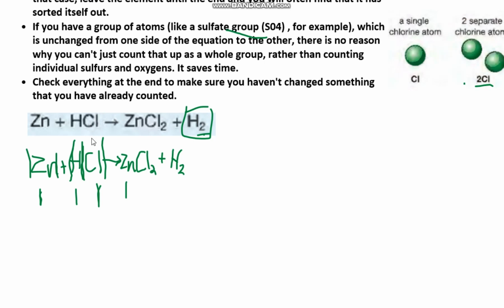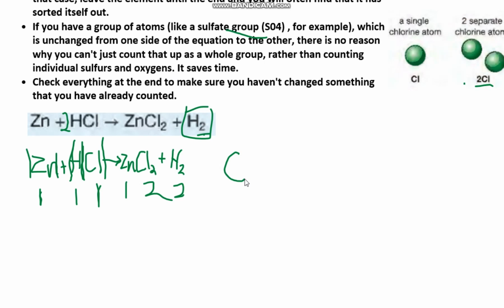On the other side, we have zinc also one, so zinc is balanced, but we have hydrogen and chlorine as 2, so there is 2 here and 2 here, so we just have to add 2 as a coefficient beside HCl. So that is one example of making equations, and it is always about balancing it properly so it doesn't cause us trouble in your exams.